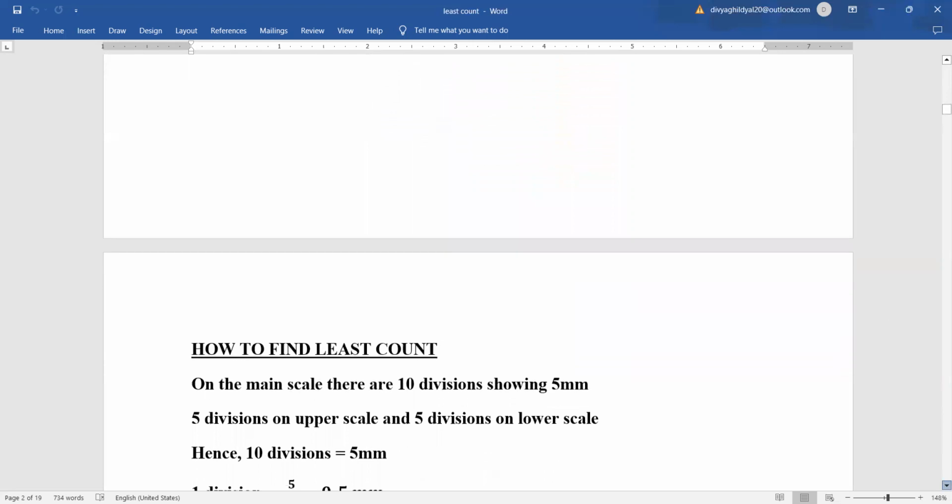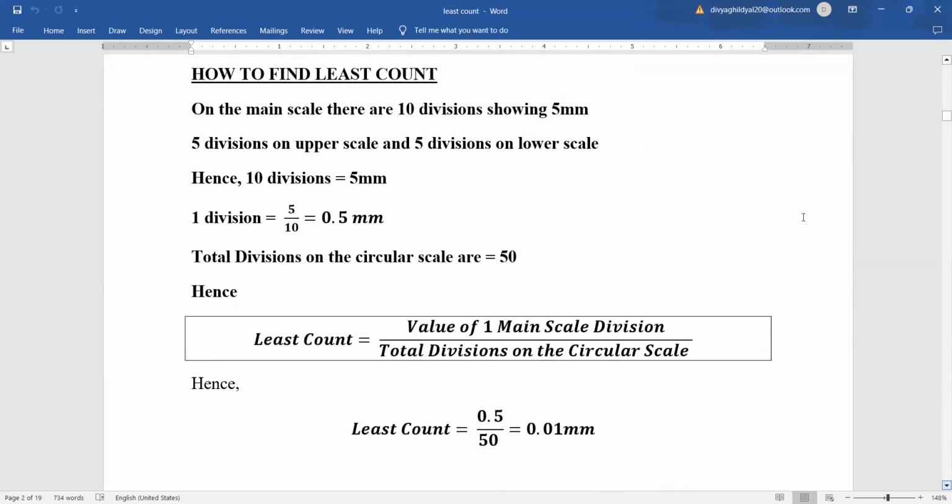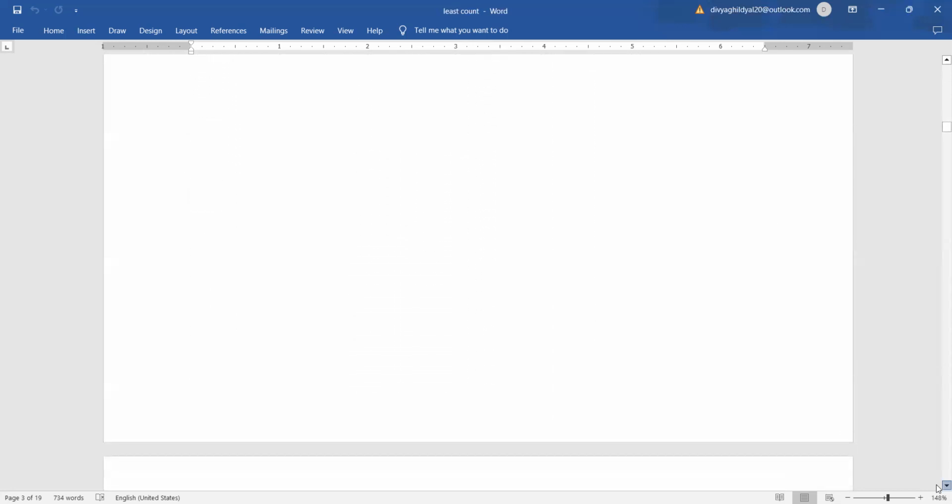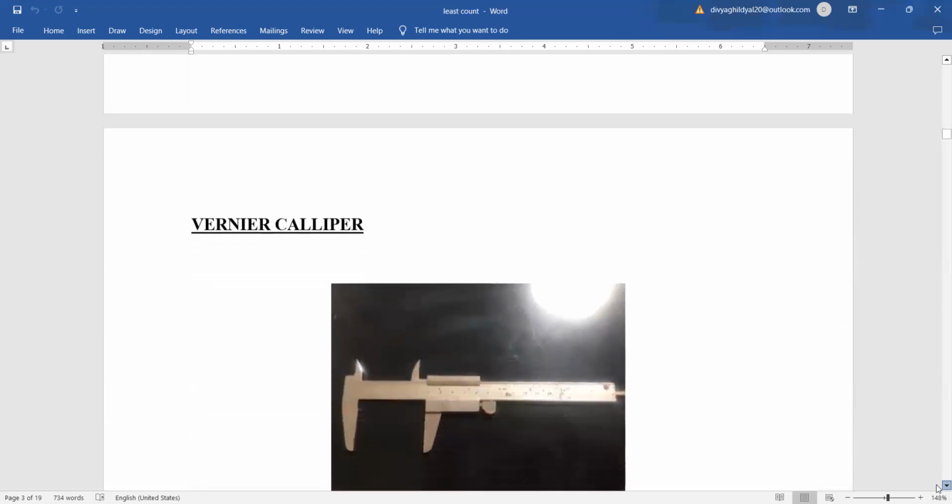So, how do we find least count? 10 divisions are showing 5 millimeter. So, one division is showing 5 by 10 or 0.5 millimeter. Total divisions on circular scale are 50. So, least count is 0.5 upon 50, that is 0.01 millimeter.